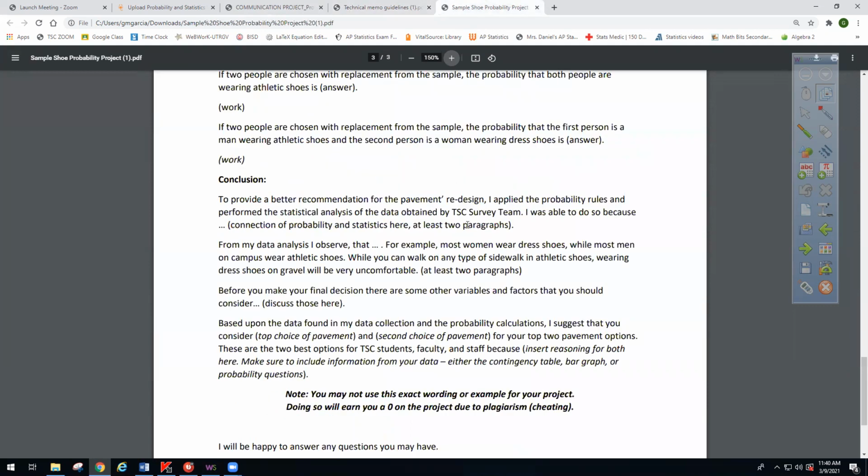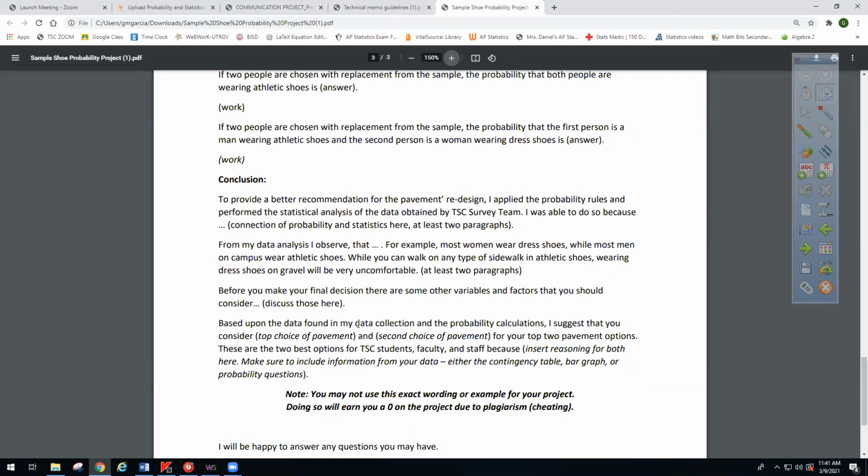And let's go to the sample one here. And it's right here. From my data analysis, I observed, and this is part of your conclusion in your project. So you're just rewriting it. And before you make your final decision, there are some other variables. Again, the questions that I read previously are the ones that you can answer and discuss those here.